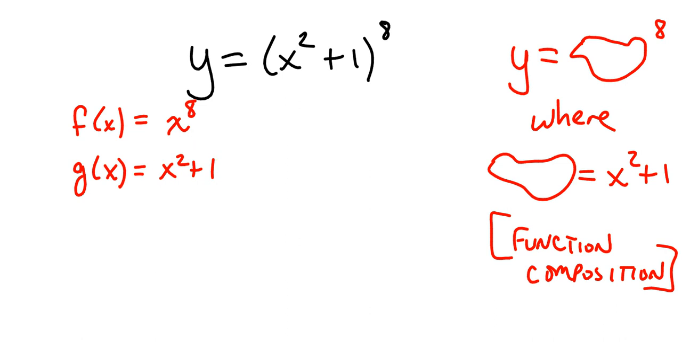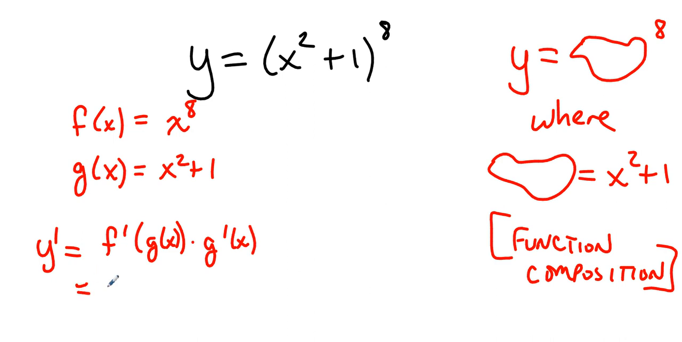So what does the chain rule say? The chain rule says that the derivative is f prime at g of x times g prime of x. So the g prime of x part, that's easy. The f prime at g of x part, that's a little harder. So the derivative of f is 8x to the 7th.